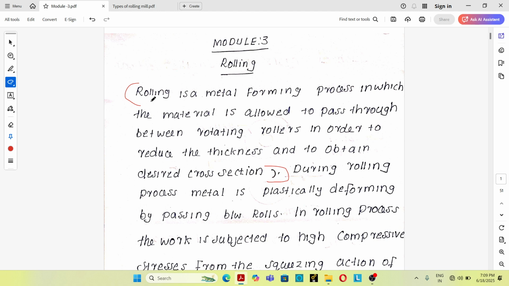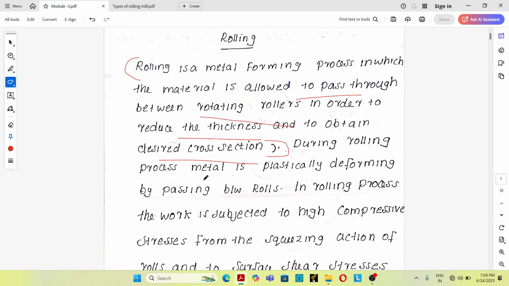In a rolling process, the material is allowed to pass through between rotating rollers in order to reduce the thickness and obtain the desired cross section. During the rolling process, the metal is plastically deforming by passing between two rotating rollers.